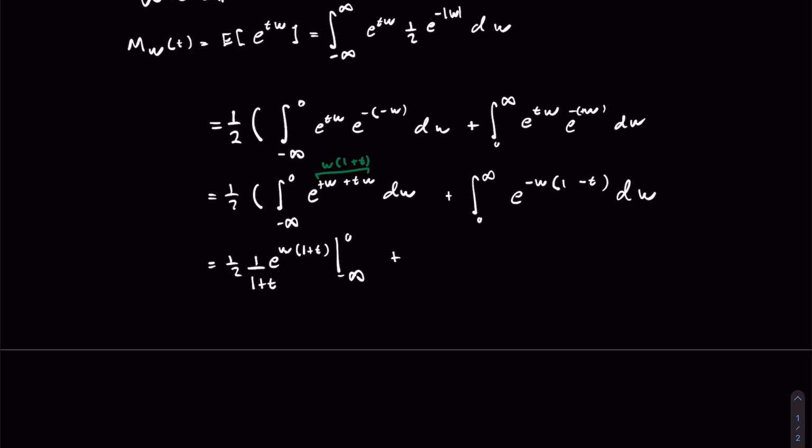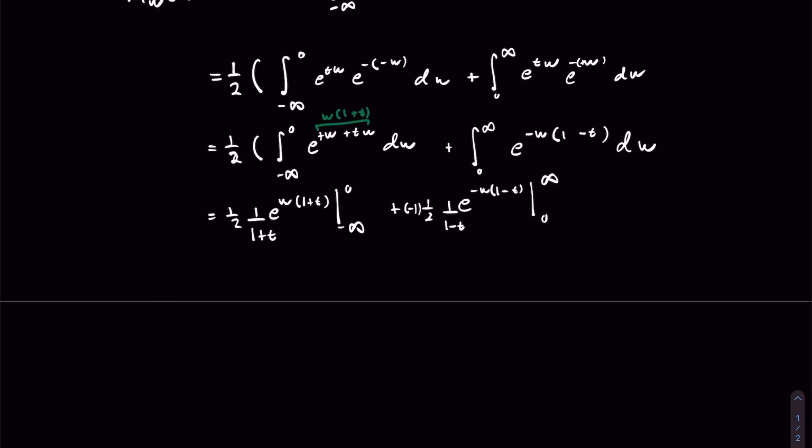I'm going to just do this half up here, just multiply in this half. e to the minus w 1 minus t, and then we have a minus sign here, 1 minus t, from 0 up to infinity. All right, so we're getting there.